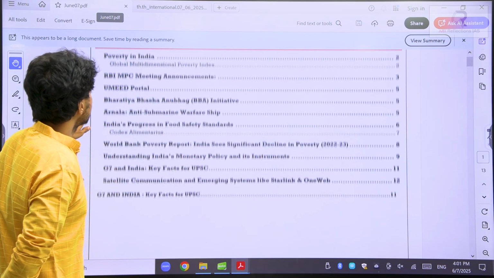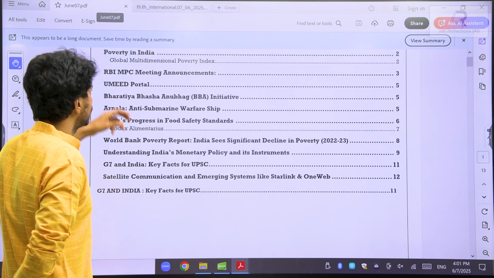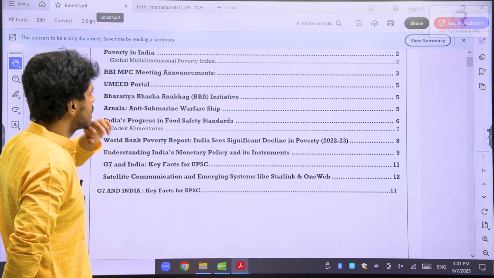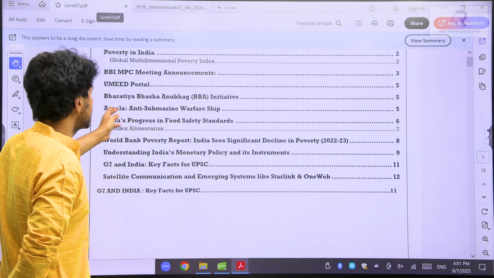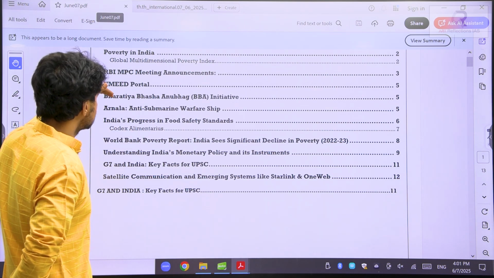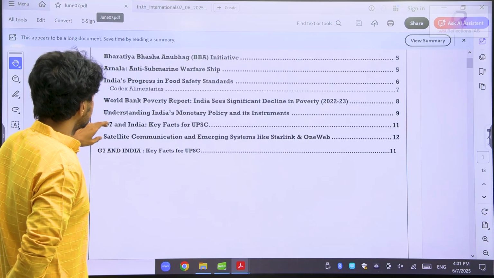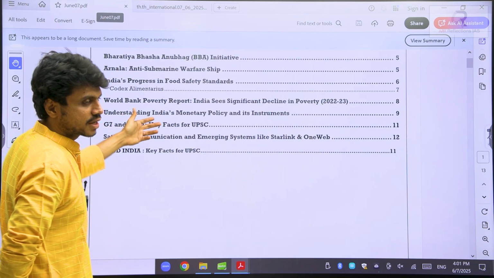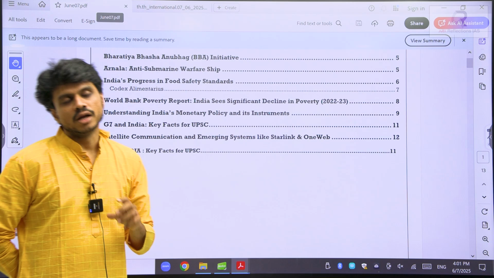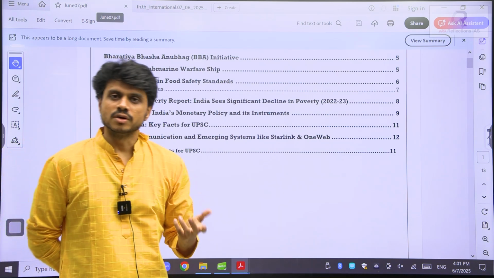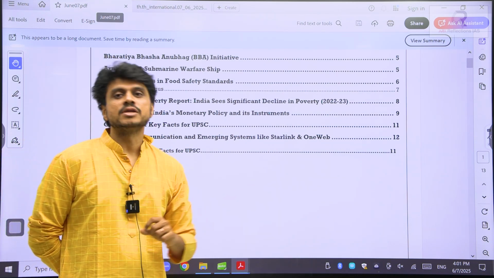And then there are certain factual informations like Umeed portal, Bharatiya Bhasha Anubhag initiative, and also Arnala. These kind of things they will be asking you more from the prelims point of view. And G7, they can also ask you regarding this grouping, and also in the prelims they will ask you in terms of the mapping and the locations.